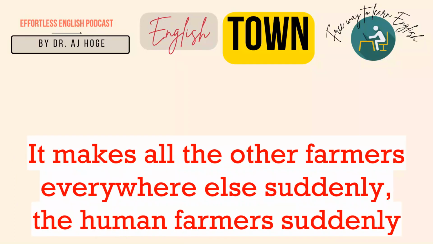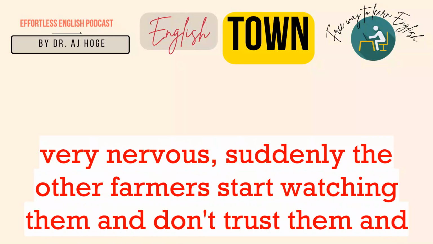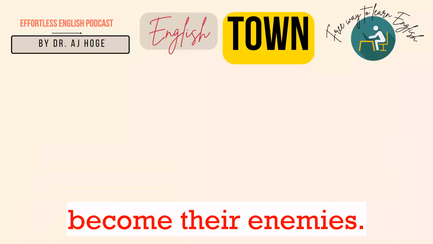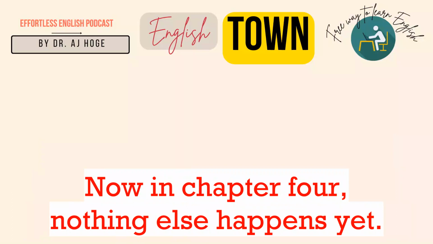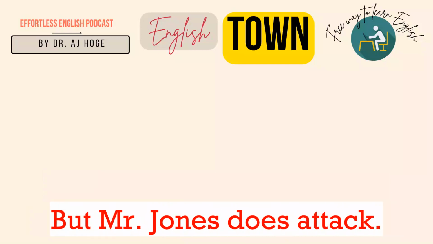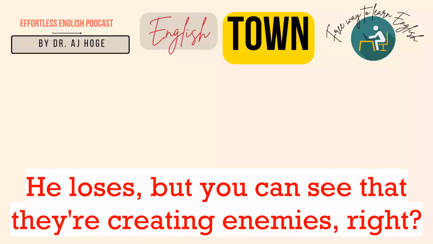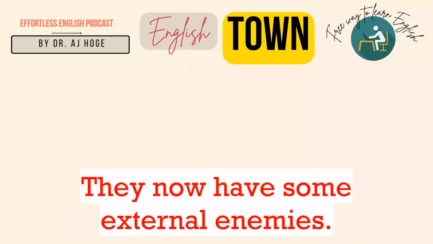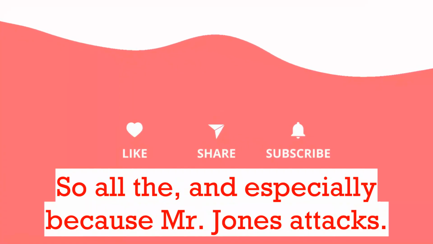What does this do? It makes all the other farmers everywhere else, the human farmers, suddenly very nervous. Suddenly the other farmers start watching them and don't trust them and become their enemies. Now in chapter 4, nothing else happens yet. Only Mr. Jones attacks. The other farmers don't help him. But Mr. Jones does attack. He loses, but you can see that they're creating enemies, right? They've created enemies in chapter 4. They now have some external enemies. And they know it.